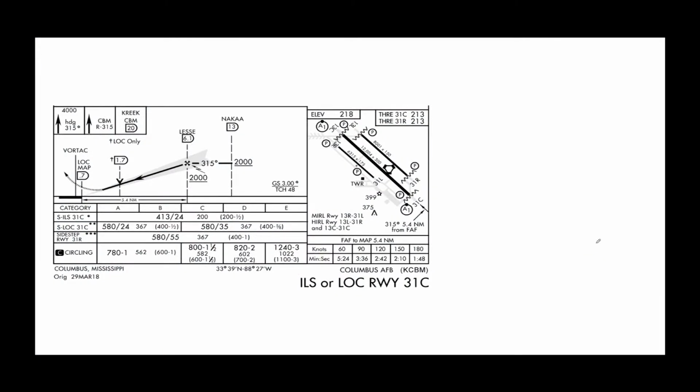All right, welcome. In this video, we're going to discuss how to calculate a visual descent point and a descent rate when you're prepared to brief and fly a non-precision approach. For this example, we're going to use the localizer into Columbus for runway 31 center. Let's look at the approach.